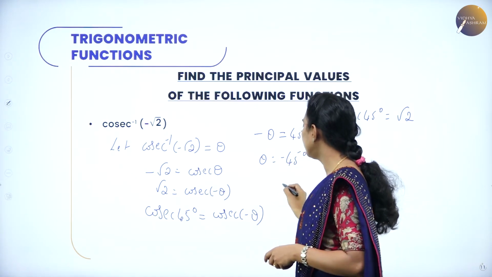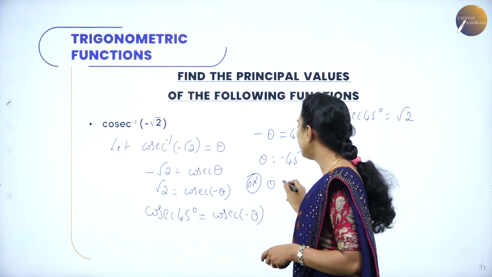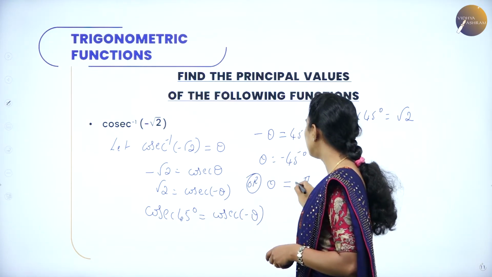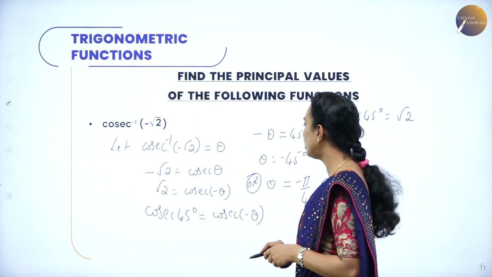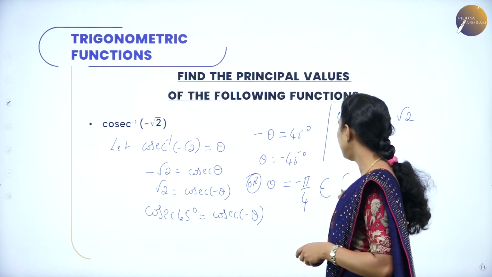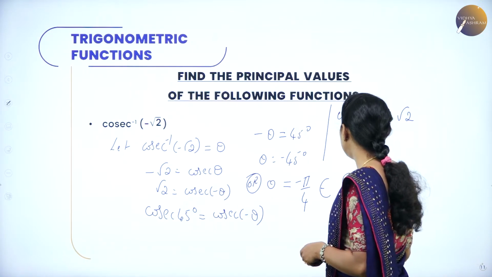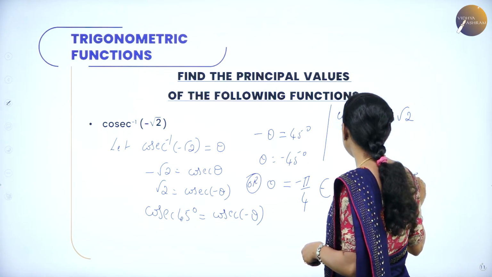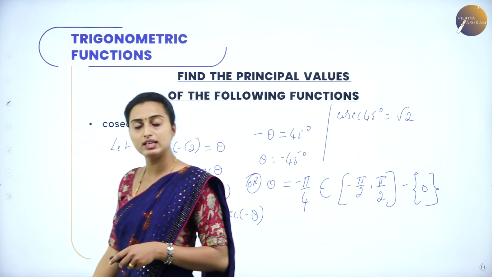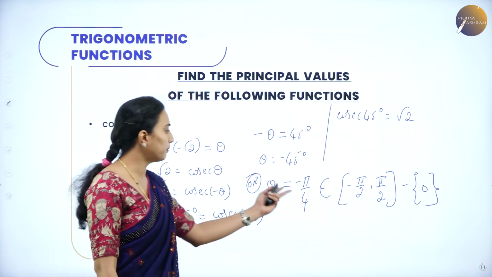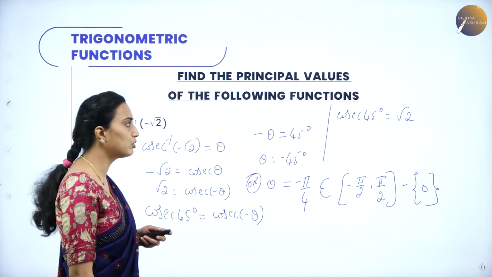Obviously, minus 45 degree can be written as theta equal to minus pi by 4. Minus pi by 4 obviously belongs to the principal value branch, minus pi by 2 comma pi by 2, excluding 0. This is the principal value range of the cosecant function. Obviously, this minus pi by 4 is within this range. You have understood this one.